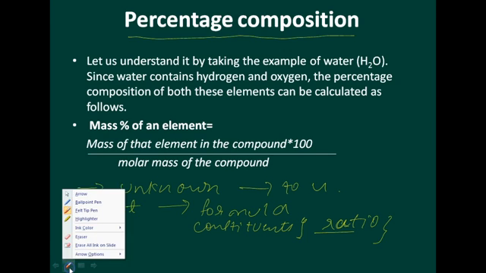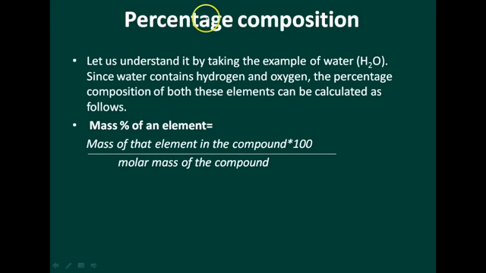Let us understand it by taking the example of water. Since water contains hydrogen and oxygen, the percentage composition of both these elements can be calculated as follows: mass percentage of an element is equal to mass of that element in the compound into 100 divided by molar mass of the compound.